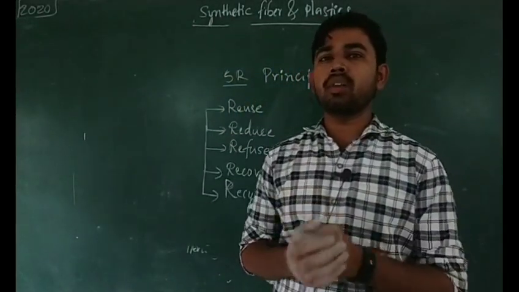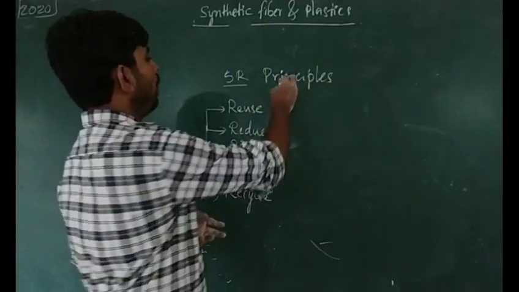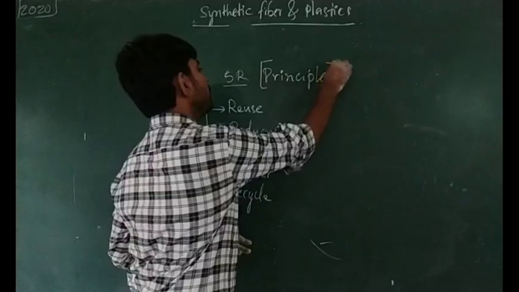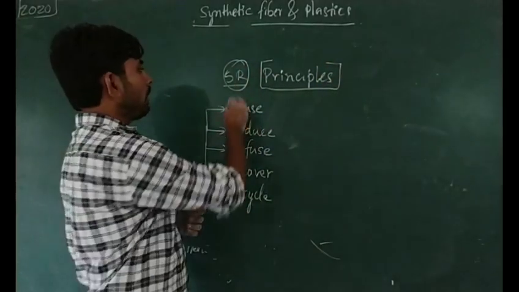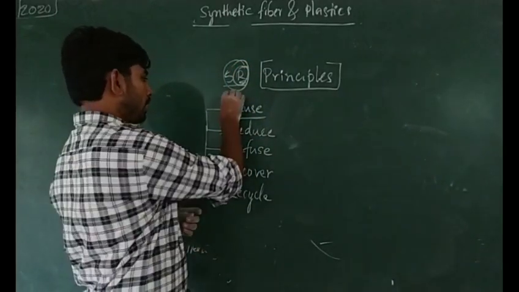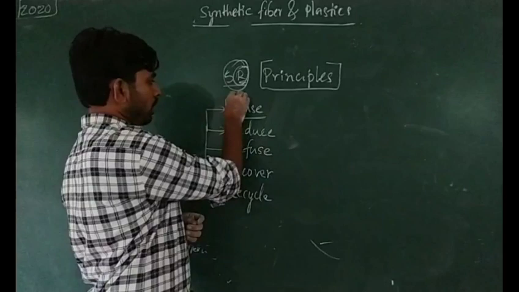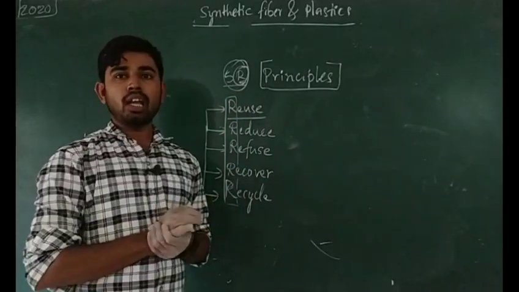Now, how can we save the environment from plastic? We can use some principles called the 5R principle. It means we can follow the 5R system. By following the 5 R's we can save the environment from plastic. So what can we do to save the environment from plastic?